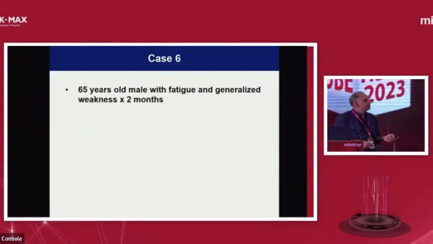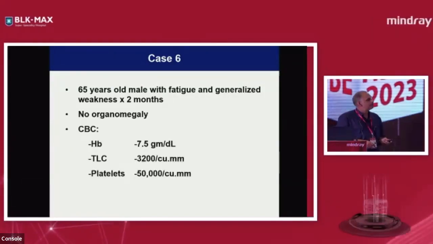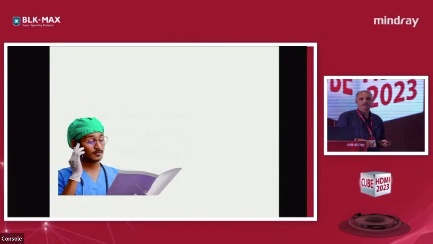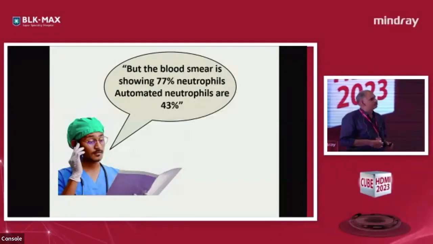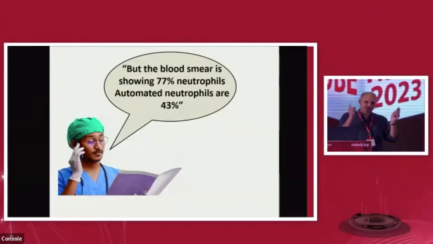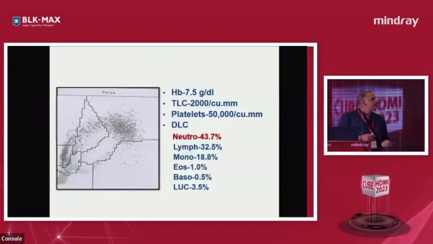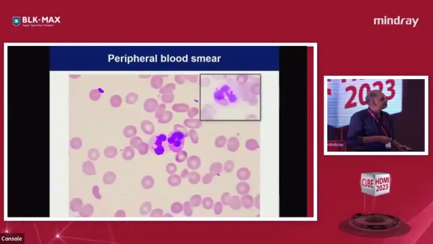Case 6. Fatigue, generalized weakness for 2 months, no organomegaly, pancytopenia, and Ganesh is worried again. So he's now telling me the blood smear is showing 77% neutrophils, but the automated neutrophils are 43%. So if we use the same thinking process, neutrophils are actually 43 point something here in our case.